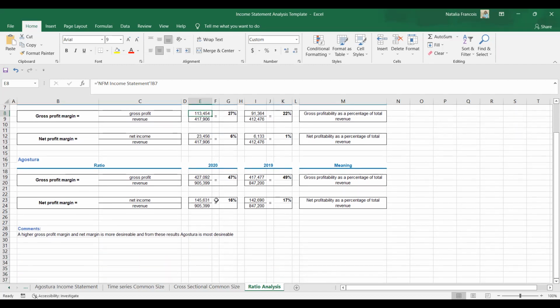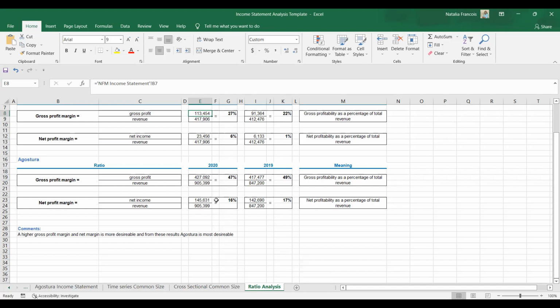Net profit now gives us the final profitability, right? In this case, net profit is 6%, and we also saw it in the cross-sectional analysis and time series analysis, and the net profit margin is 16%. So all giving you the same answer, right?